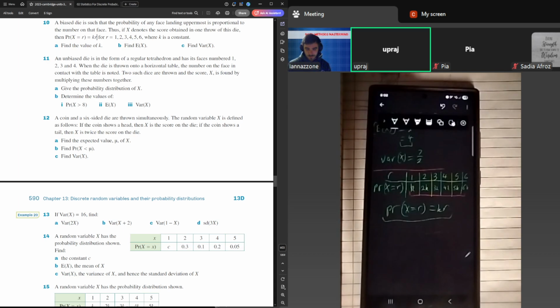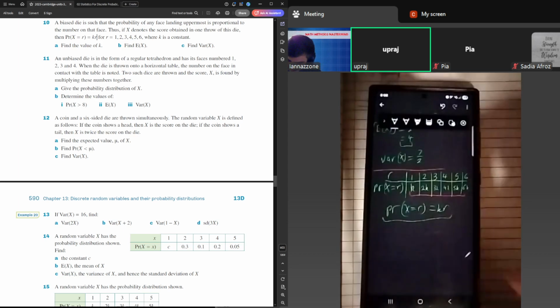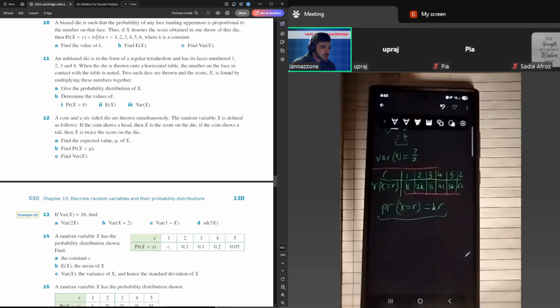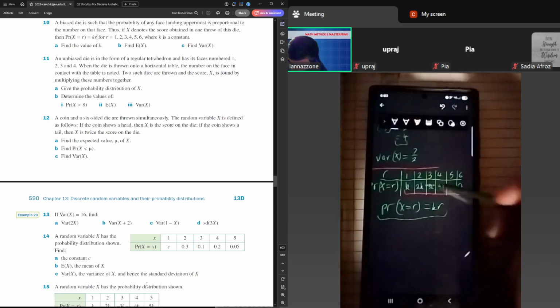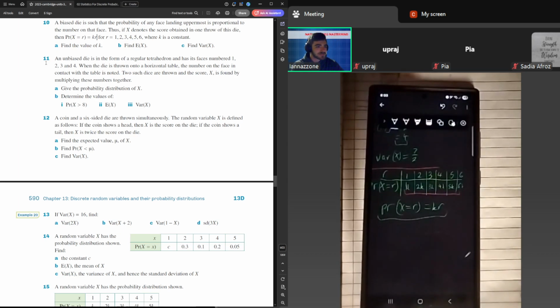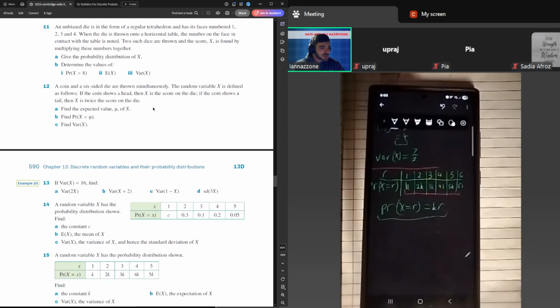You add it all up and then divide. Like you equate it to 1, and then you're going to get k is equal to 1 over 21, I think. Yeah, 1 over 21. Let me double check that. Yes, 1 over 21. So yeah, exactly the same thing. Everything in a probability table has to add up to 1, so you add it up to 1 and then solve for k. Nice. Okay, that's that one.